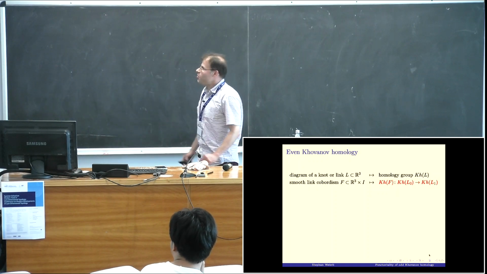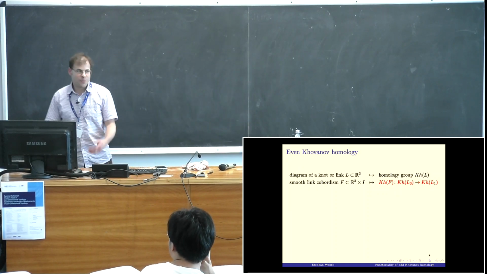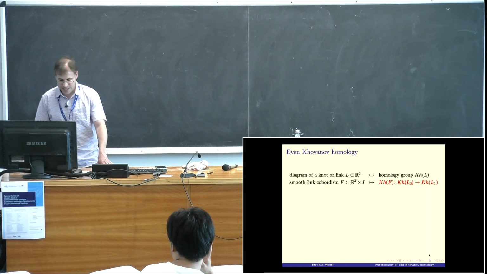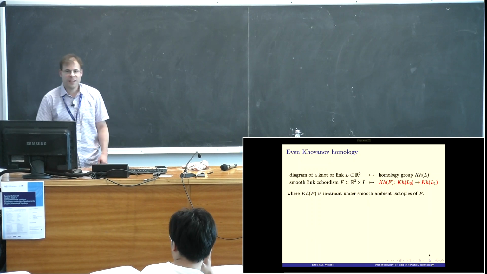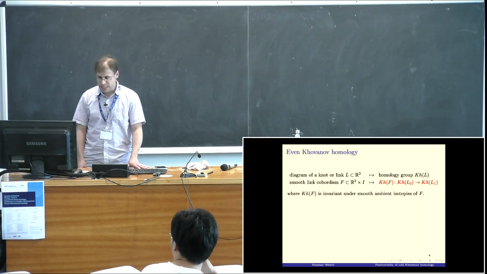I guess we all know even Khovanov homology. So to a link diagram, it assigns some bigraded homology group, and to any smooth link cobordism, it assigns a linear map. And this map is known to be invariant under smooth ambient isotopies of F, so it gives you an invariant of the link cobordism.